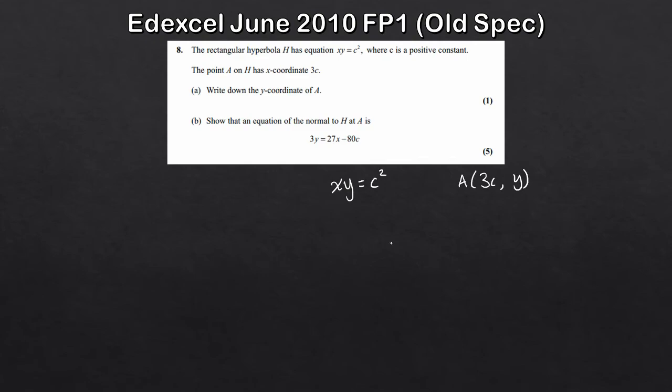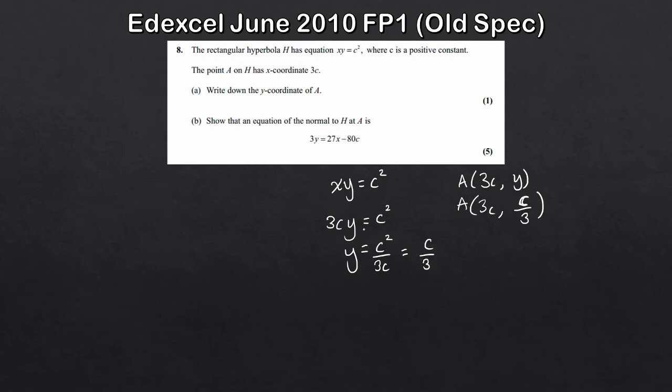Well, how would we do that? Well, this equation here, if we just sub in our x, we can simplify this. So this is 3c, because x is 3c, y equals c squared. And to simplify this, rearranging for y here, we get y equals c squared over 3c. You simplify that, you get c over 3. Okay, so the actual coordinates of A are 3c and then c over 3. So that's part A done.